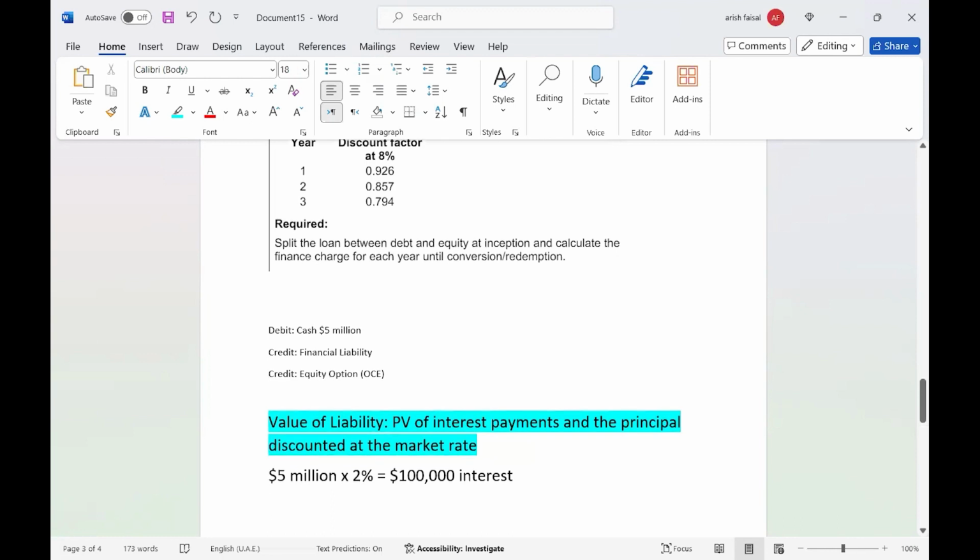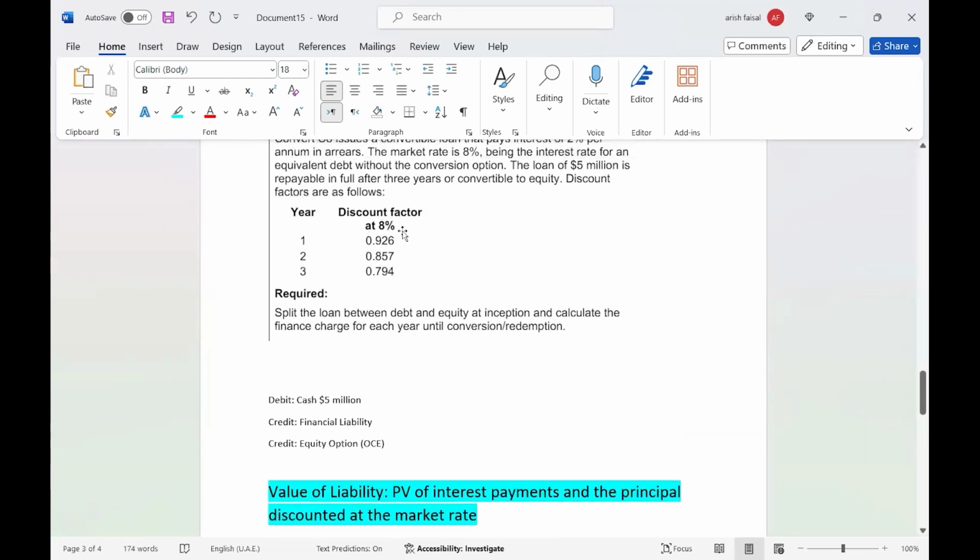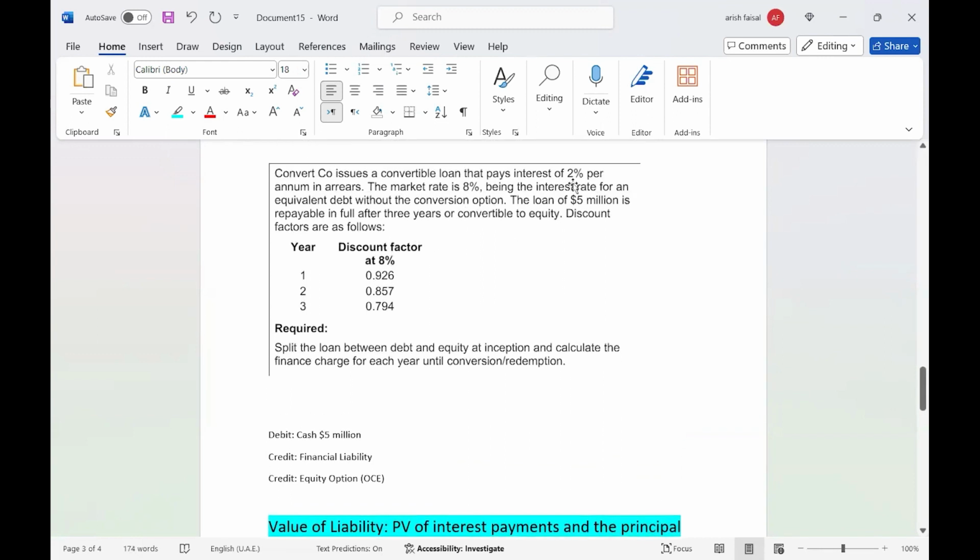So now you see you have two parts over here. One of them is the interest and the other one is the principal. Interest works as an annuity. It's a fixed amount of 100,000 for 3 years. So first, let me work out the interest, okay? And see, in the exam, they might give you the discount factor at 8 percent as well as 2 percent. So that's purely just a confusion for you guys.